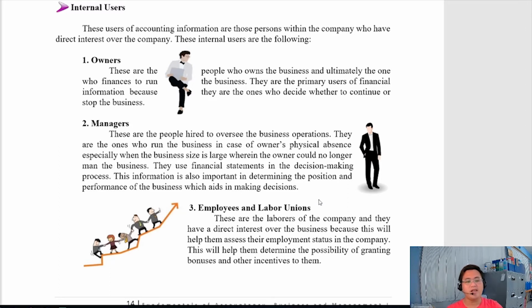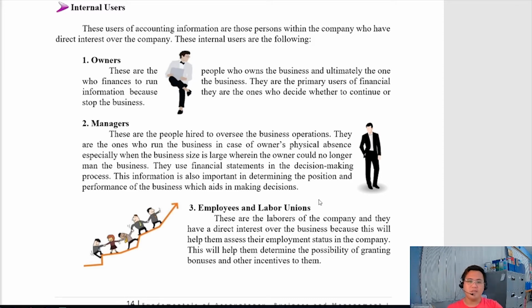Number 2, managers. These are the people hired to oversee the business operations. So the financial statements shall be given to the managers because in the decision-making process, usually the manager makes the business decisions and the owners should be the ones to approve the decisions of the managers. They are the ones who run the business in case of the owner's physical absence, especially when the business size is large, wherein the owner could no longer man the business.